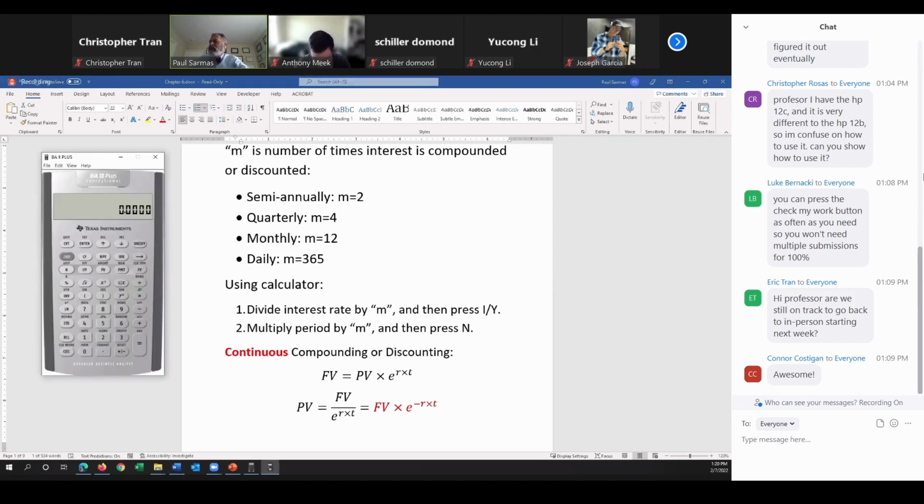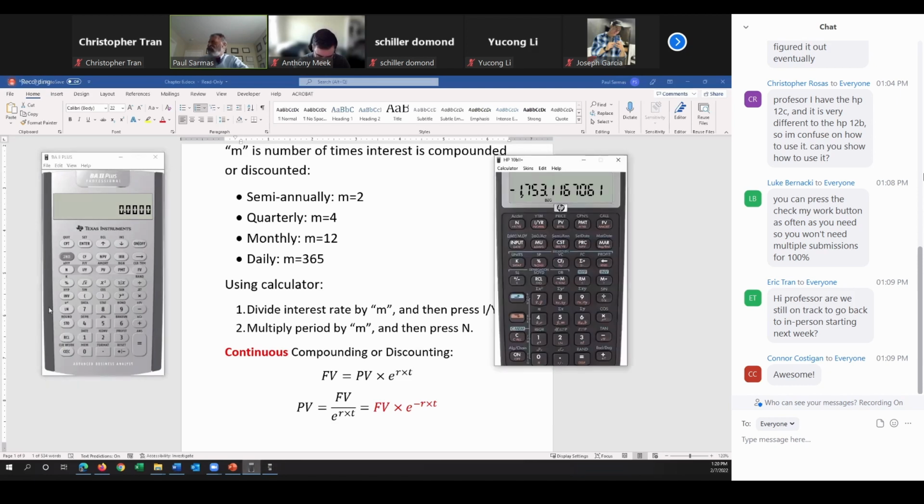Let me put these here. What if you have continuous compounding? Write it down: 10% for 10 years, continuous compounding.